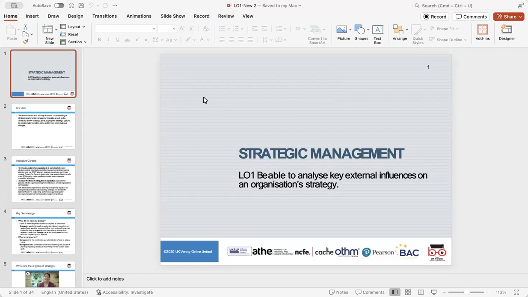Today we will discuss analyzing key external influences on organizational strategy. So basically we are discussing strategic management, focusing on analyzing key external influences on an organization's strategy. Today's session will cover essential aspects of strategic and change management models, review strategic planning tools and purpose, and strategic options to enhance organizational effectiveness.